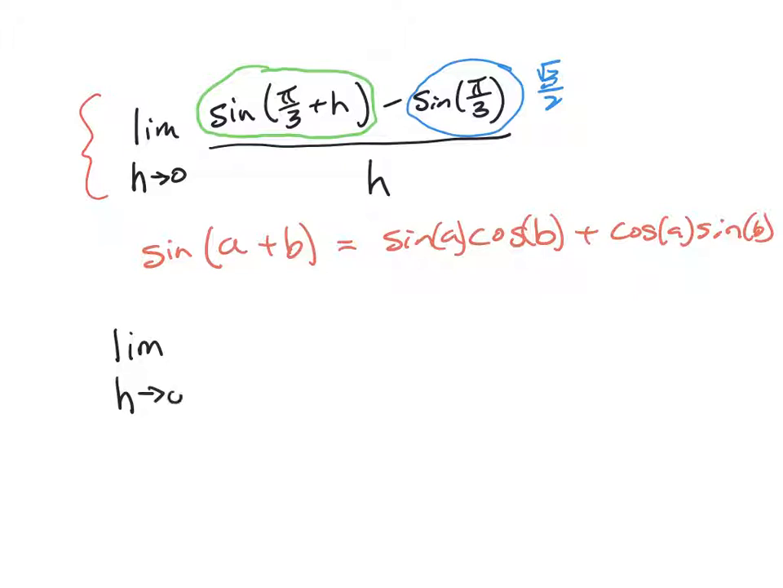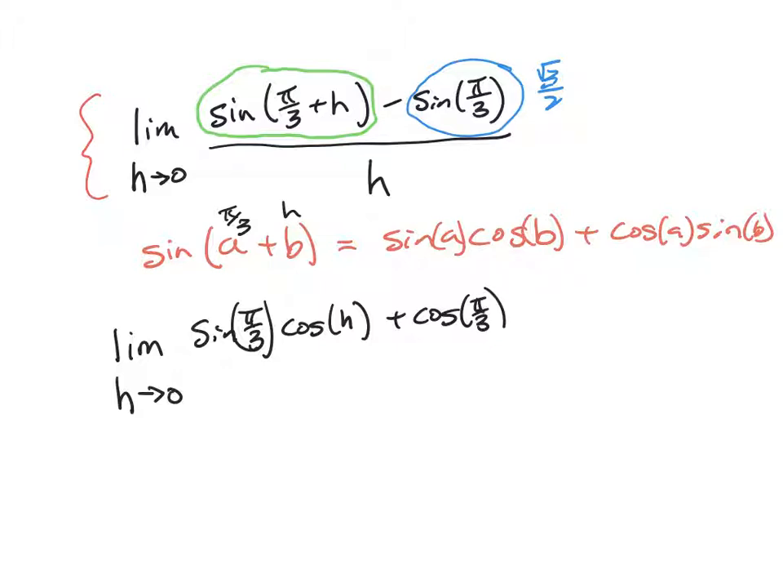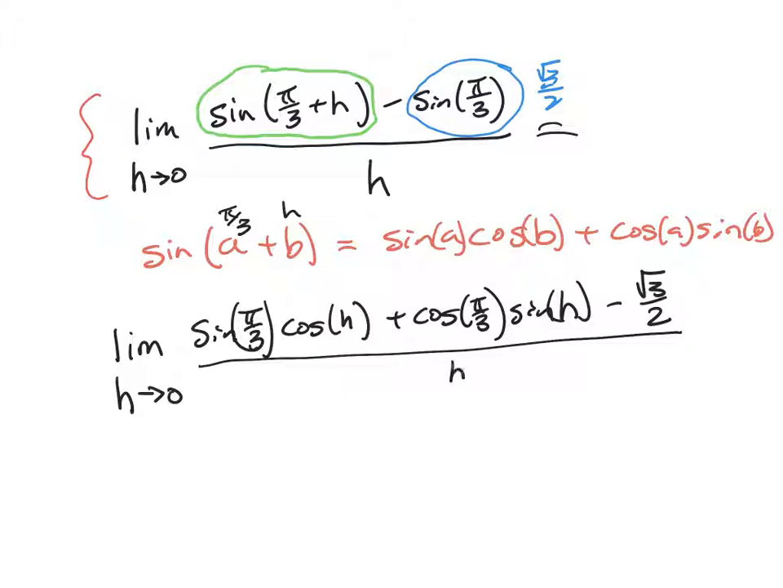Limit as h goes to 0 of, let's see, my a is pi over 3 and my b is h. So I'm going to have sine of pi over 3, which we already know is the square root of 3 over 2, cosine of h, plus cosine of pi over 3, which I know is 1/2, times the sine of h, minus, and then we just said this is the square root of 3 over 2, this sine of pi over 3. And that is all still divided by h.